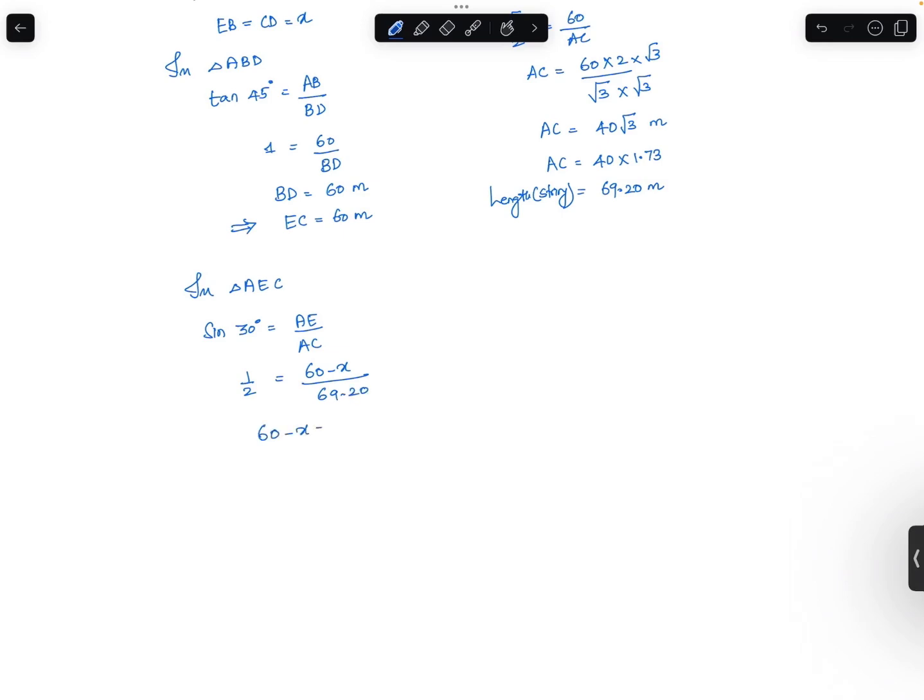60 minus x is equal to 34.60. So x is equal to 60 minus 34.60, which is 25.40 meters. That is, the height of the building is 25.40 meters.